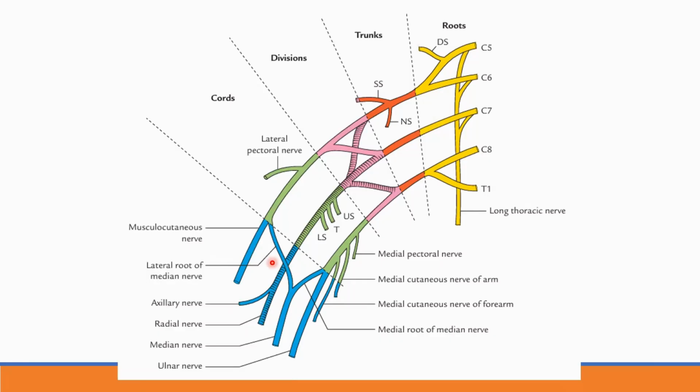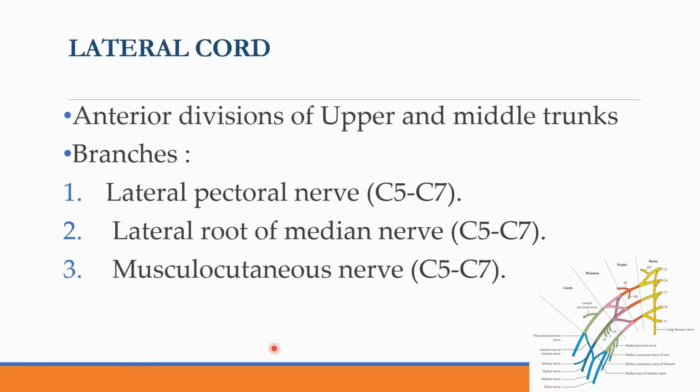So, if you observe, median nerve is formed by two roots. One root we are getting from the lateral cord, that is lateral root of median nerve. And the other one from the medial cord, medial root of median nerve. So these two are forming the median nerve. So these are about the branches.